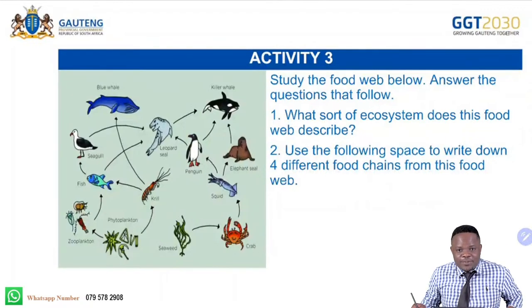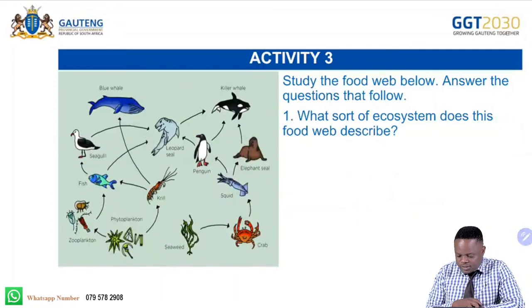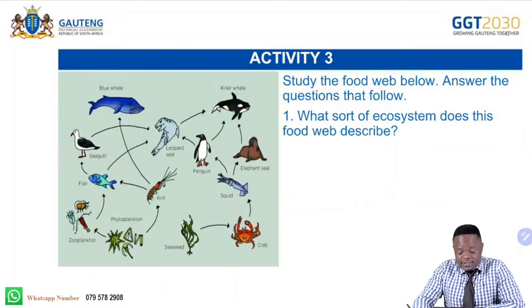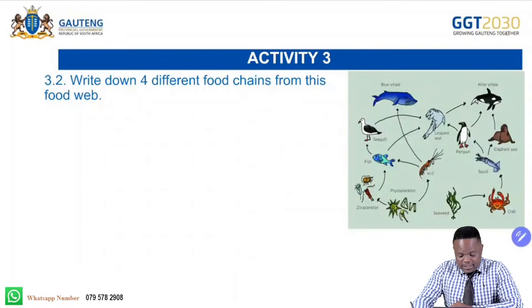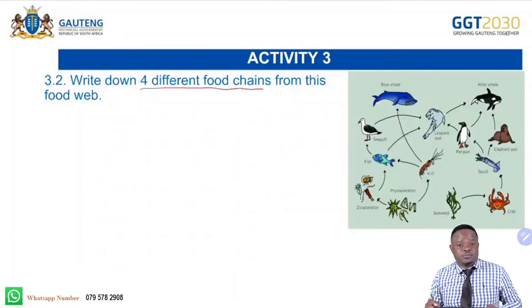Right, welcome back. I believe we are done there. So we're saying, what sort of an ecosystem does this food web describe? You can see all these are marine creatures. So this is a marine ecosystem, isn't it? Right, I believe that was an easy section. I believe we all got that correct. And then now, write down four different food chains from this food web.